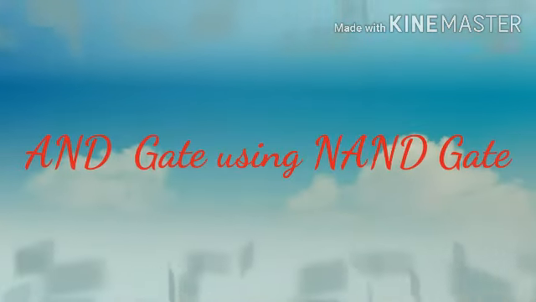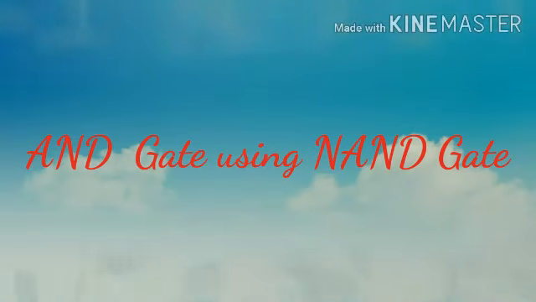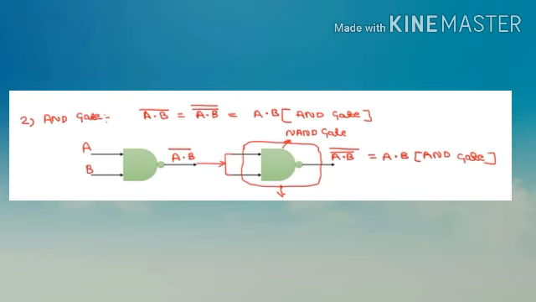Let's study how to derive AND gate using NAND gate. As shown in the diagram, we can derive AND gate from the NAND gate, as the NAND gate is the negation, or the inversion, of AND gate. So after the NAND gate, if we connect the NOT gate, then we'll get the AND gate. As we studied in the last topic, that is NOT gate from NAND gate.